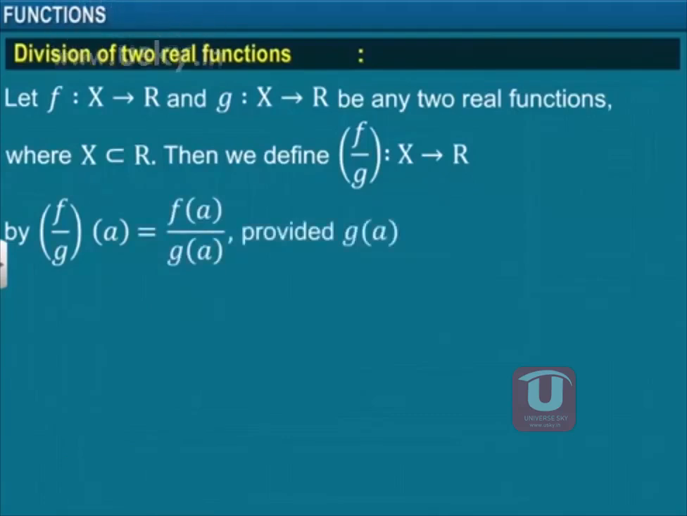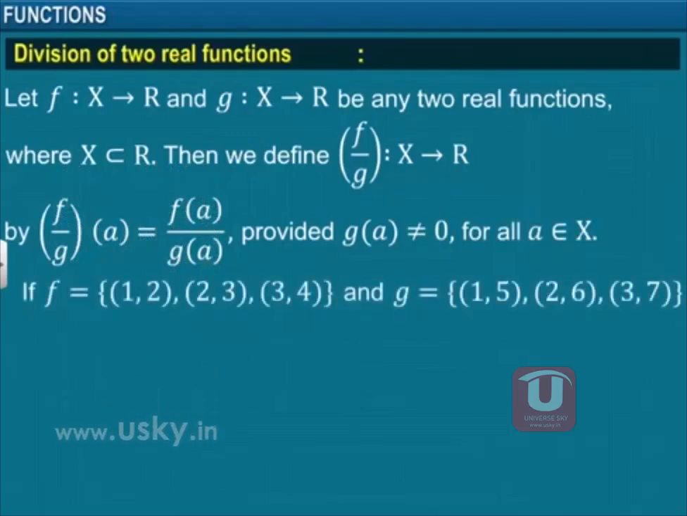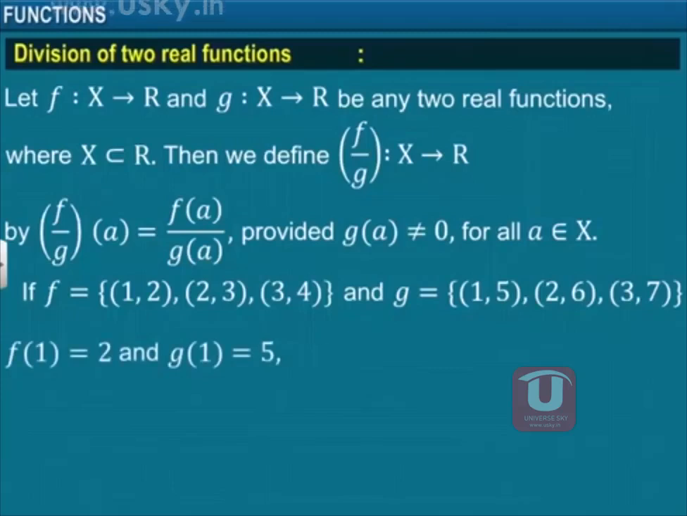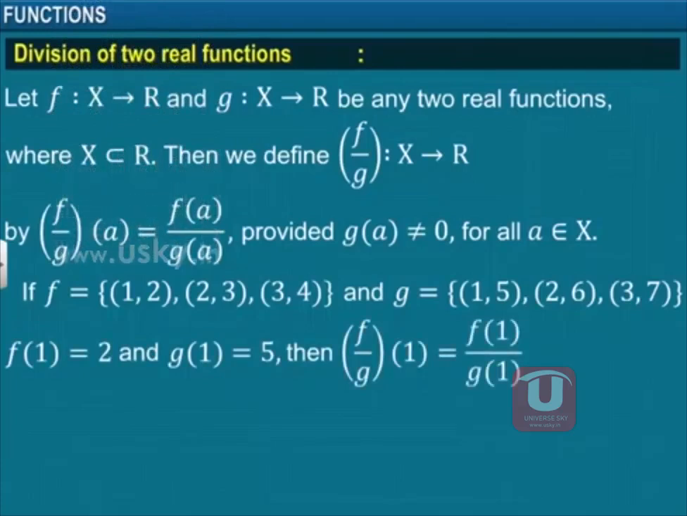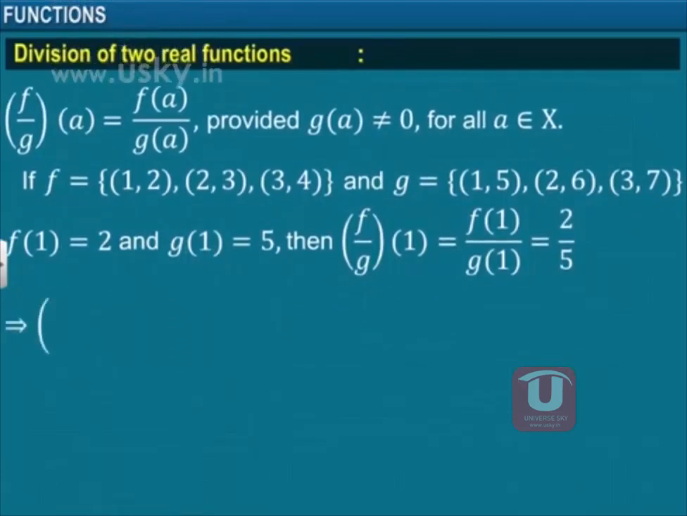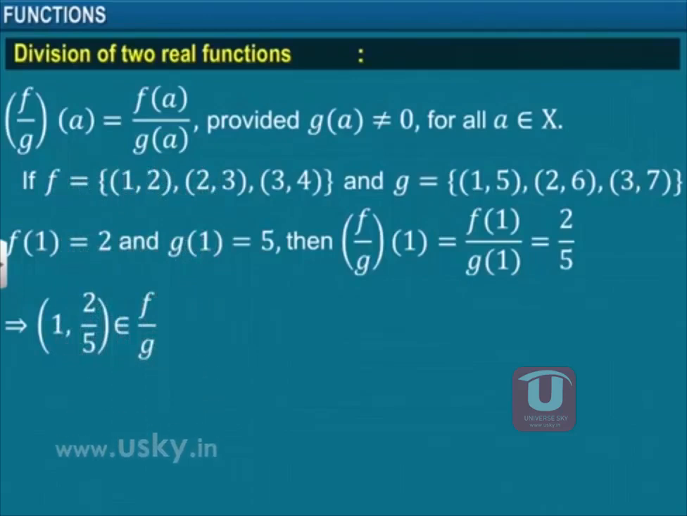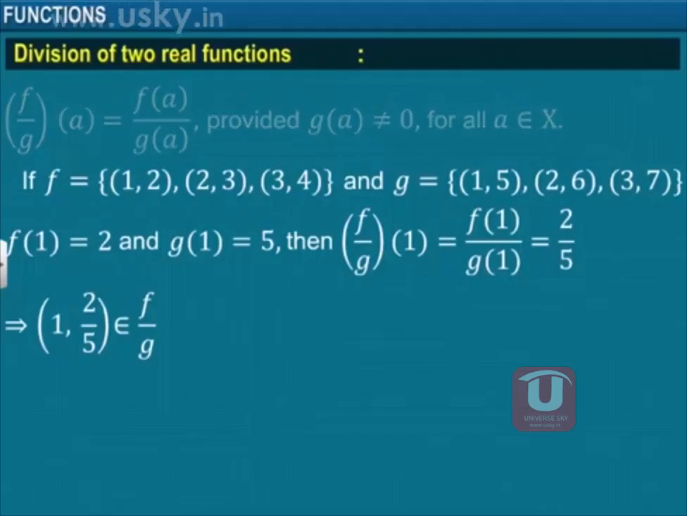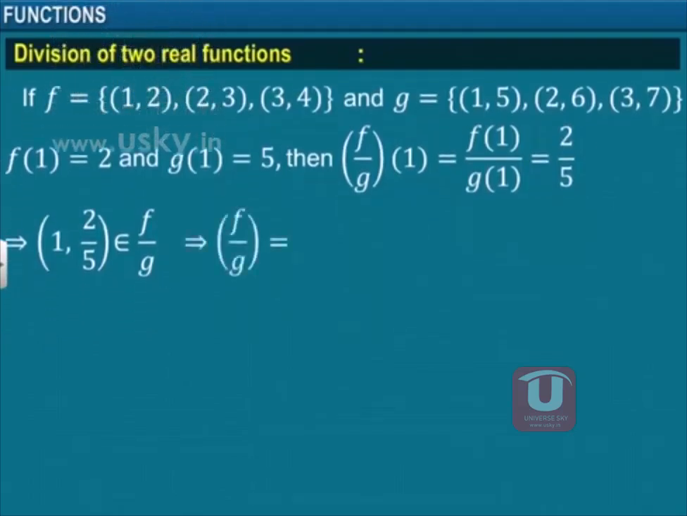Consider sets f and g. (f divided by g) of 1 is equal to f of 1 divided by g of 1. This is equal to 2 divided by 5. This implies the ordered pair (1, 2 divided by 5) belongs to set f divided by g. Similarly, you can get two more ordered pairs. Hence, function f divided by g has three ordered pairs: (1, 2 divided by 5), (2, half), and (3, 4 divided by 7).